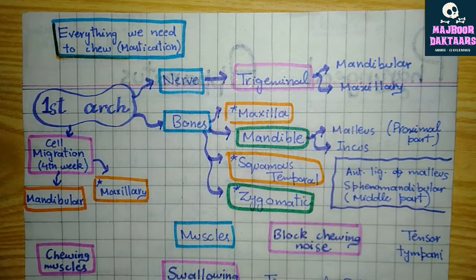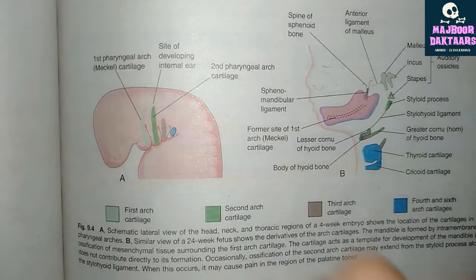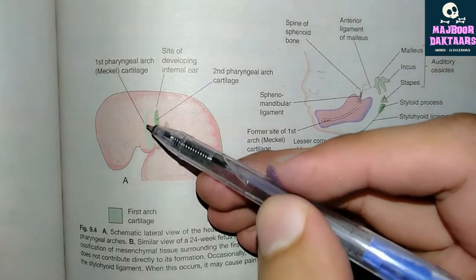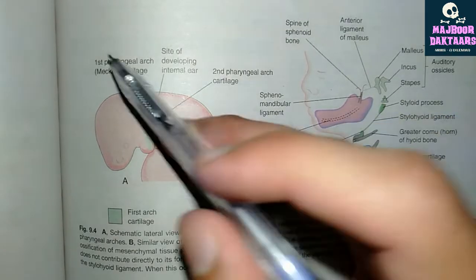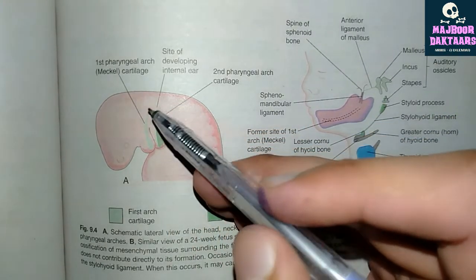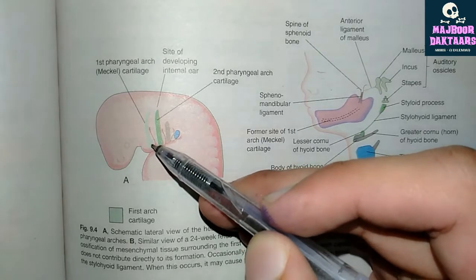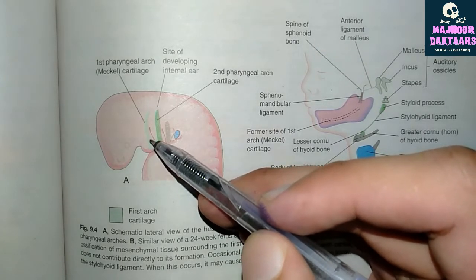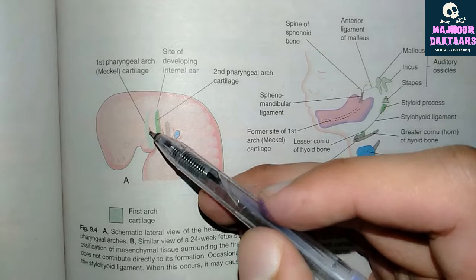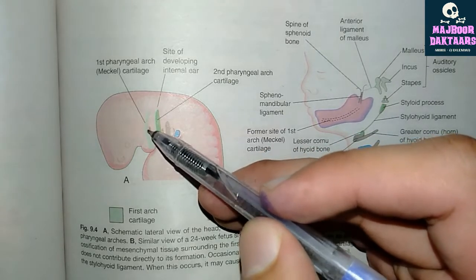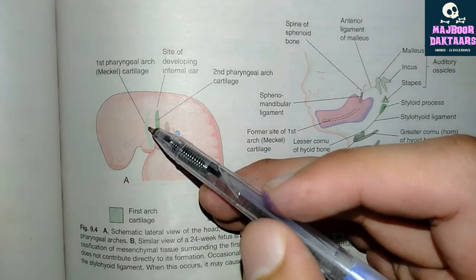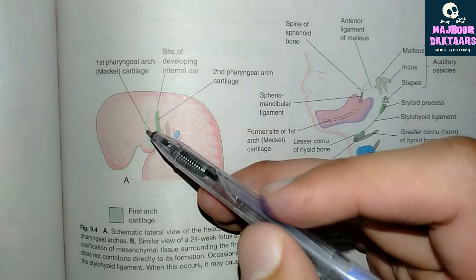Now, as we know that bones are formed from cartilage, the first pharyngeal arch has a cartilage whose different parts form different bones. Here we can see the cartilage of the first pharyngeal arch, known as the Meckel cartilage. Now the proximal portion of this cartilage forms the malleus and incus, while the middle part of this cartilage forms the sphenomandibular ligament by regressing.